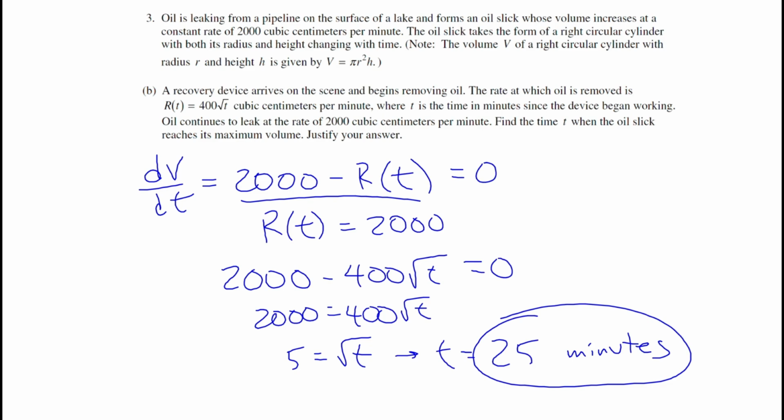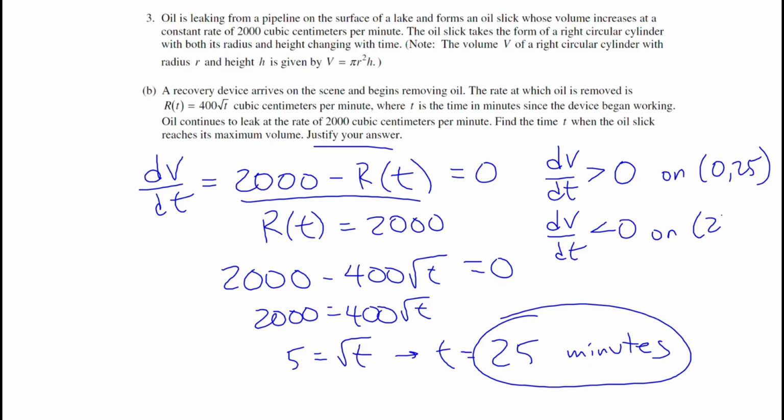And what we want to do is make a little statement here because it says to justify your answer. We know that dV/dt is greater than 0, right? The rate of change of the volume is positive on 0 to 25. And we know that dV/dt is less than 0 for t greater than 25. Basically, we don't really need an infinity there. It's maybe better to just say t greater than 25, since we don't know when all of the oil is being removed once it's all finally removed.